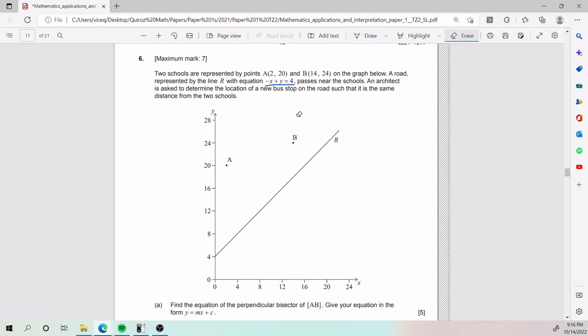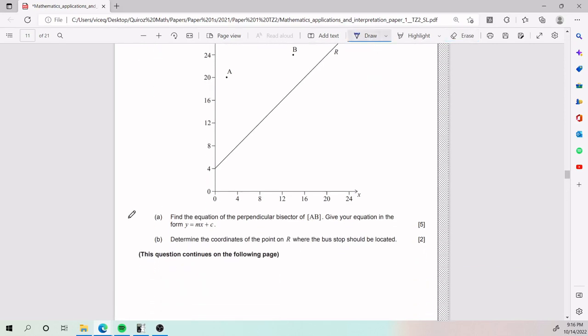It's pretty intimidating. Let's go step by step, see what the problem asks for. Part A. Find the equation of the perpendicular bisector of AB. Give your equation in the form of y equals mx plus c. So, first things first, what the heck is a perpendicular bisector?